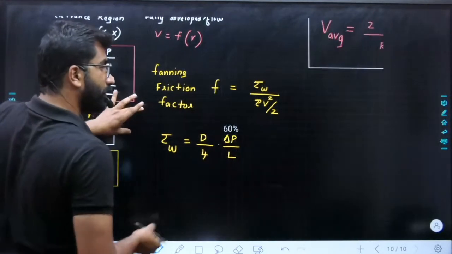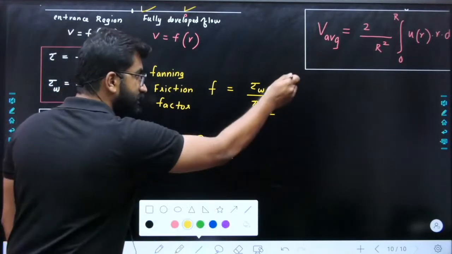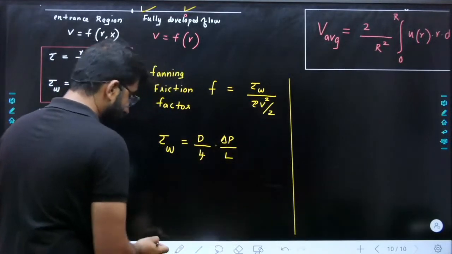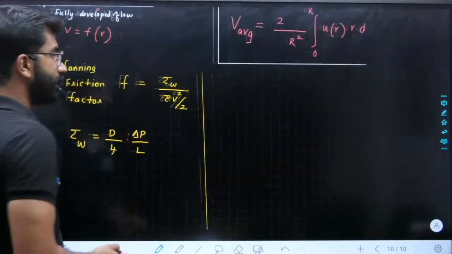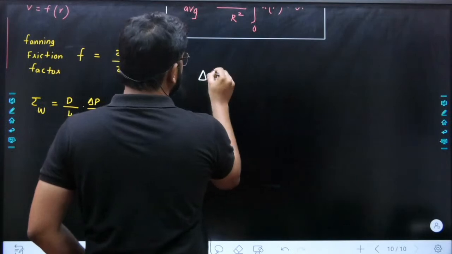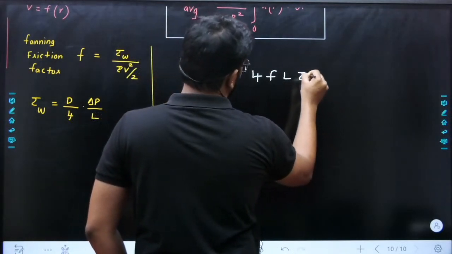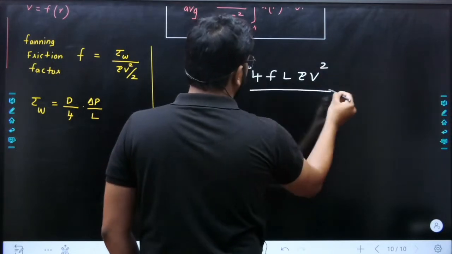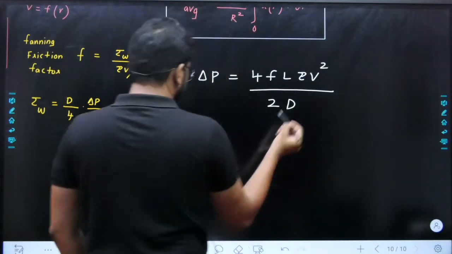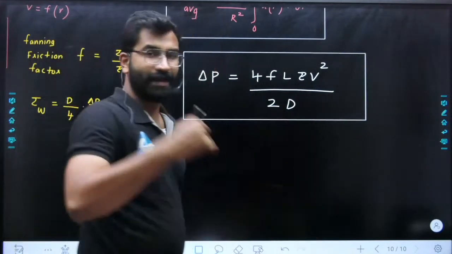Now I'm replacing this tau W here. If I replace it, I will get the basic equation we use in fluid mechanics, that is delta P is equal to 4FL rho V square divided by 2D. This is your general equation for pressure drop.